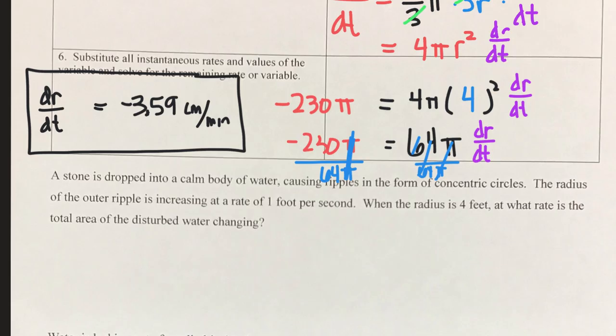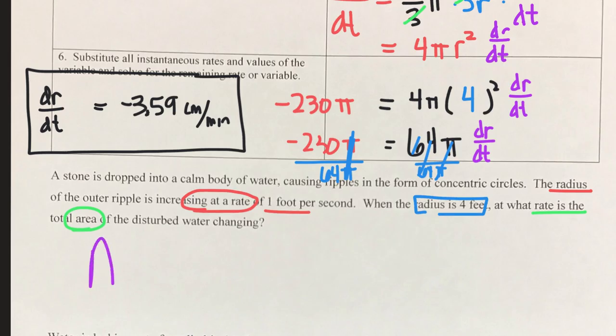A stone is dropped into a calm body of water, causing ripples to form concentric circles. So we have the rate of radius, right? The radius is increasing at a rate of 1 foot per second. So we have the rate of change of the radius. It says the instant, right? Exactly when radius equals 4, what is the rate of change of the area? Okay, rate of change of area.